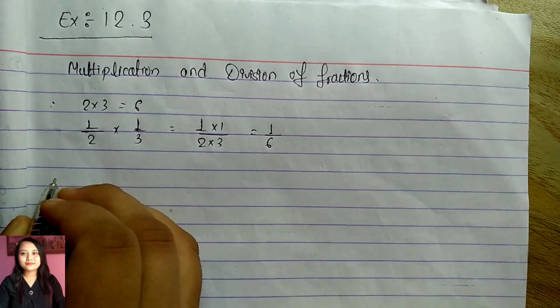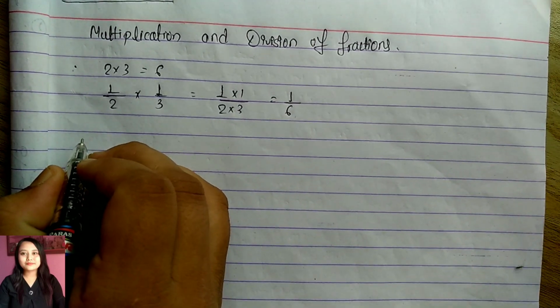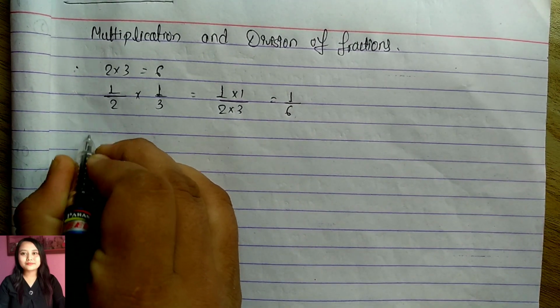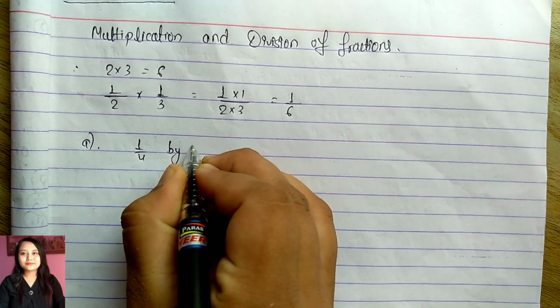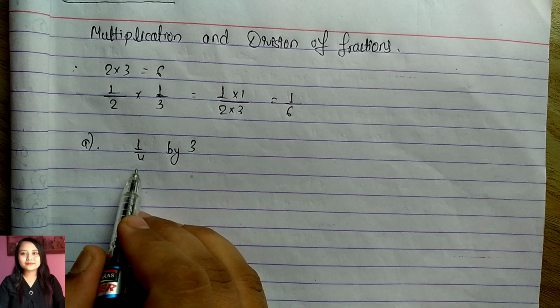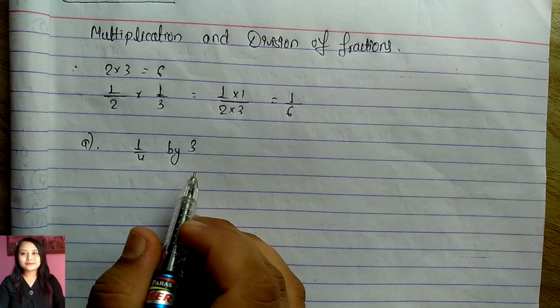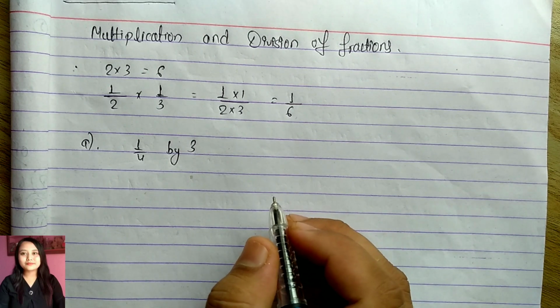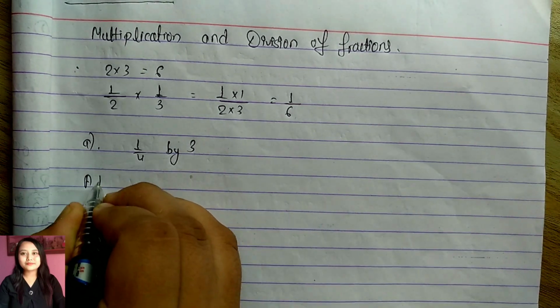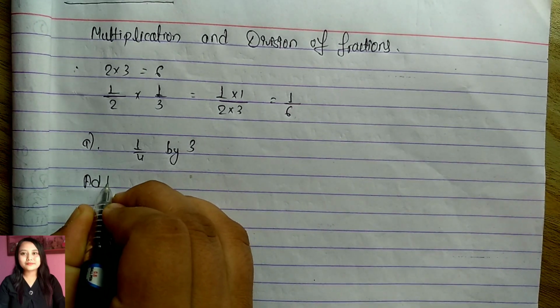Similarly, we have so many examples of the multiplication of fractions. Like we can give the example of 1 by 4 multiplied by 3. So the multiplication of the fraction 1 by 4 by 3 means that 1 by 4 will be taken 3 times. So we can do it by the addition method also. This multiplication can be done by the addition method also.